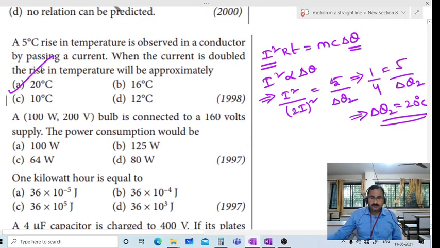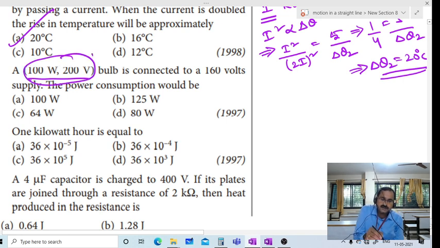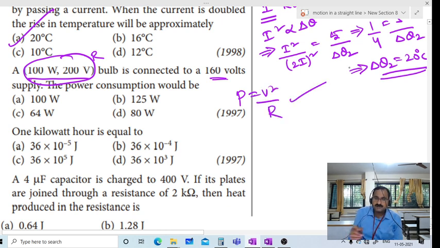Right, so these are the problems you can solve. Try to solve that one. The first one is an easy question. For 100 watt and 200 volt, first calculate the resistance from the given information, calculate the R value, and then the voltage is given later. Then apply P equals V square by R. So one of the options will match for that.